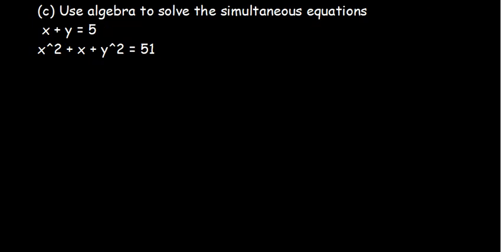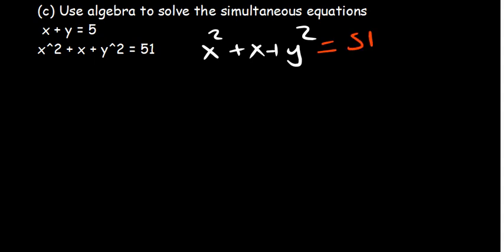The last question says, use algebra to solve the simultaneous equations. There are different methods that you can work with. The simplified method that I can work with is by looking at the second equation, which has x squared plus x plus y squared. In this case, I'll use substitution as the simplest method to work with.